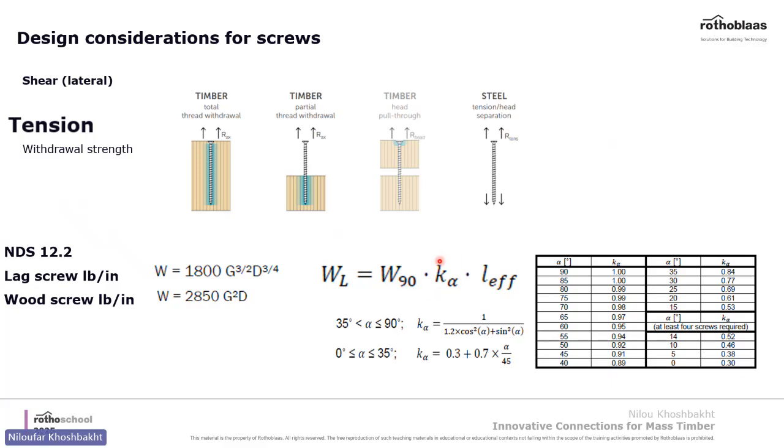We have a K alpha factor that should be multiplied by the capacity of a screw when it is loaded at perpendicular to grain. When the screw is exactly inserted perpendicular to grain, alpha is 1. But for example, you see this 0 angle, which is shown in this picture. The screw is inserted and loaded parallel to grain direction in wood, which decreases the capacity by 30% here.